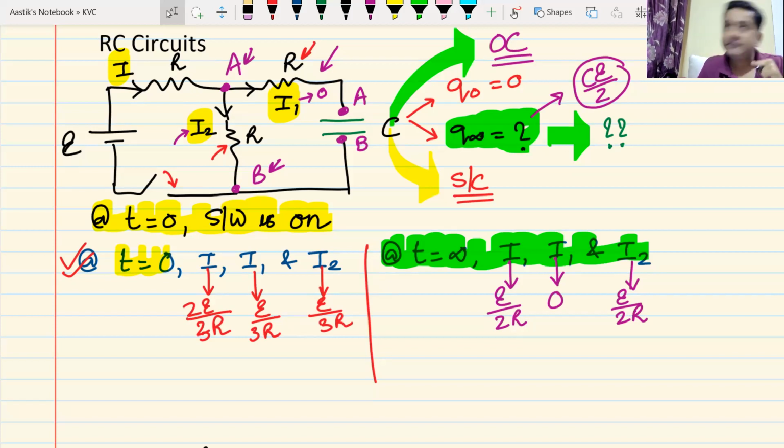Can you find the charge on the capacitor as a function of time? Three questions actually. In fact, four questions actually. In the same question, sir.